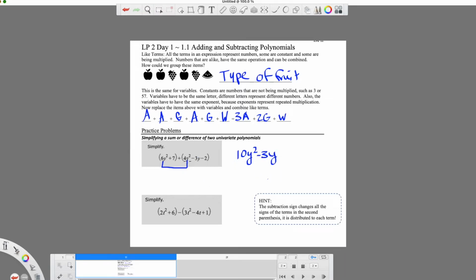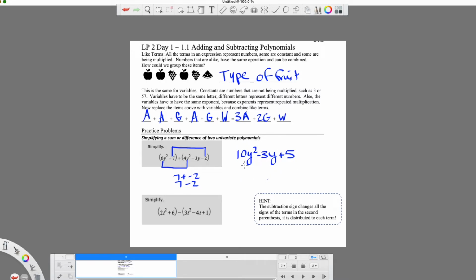But I do have a 7 and a negative 2. So I can add 7 plus negative 2. Sometimes that kind of throws students off a little bit. Really, it means 7 minus 2. Whenever I have plus minus, it means minus. So I have plus 5. So there we go. I've simplified that expression.